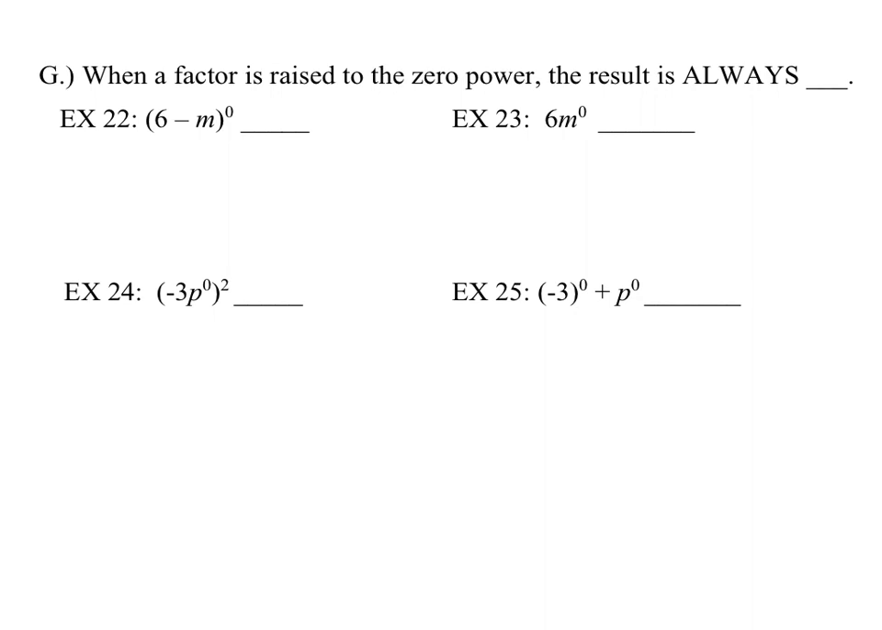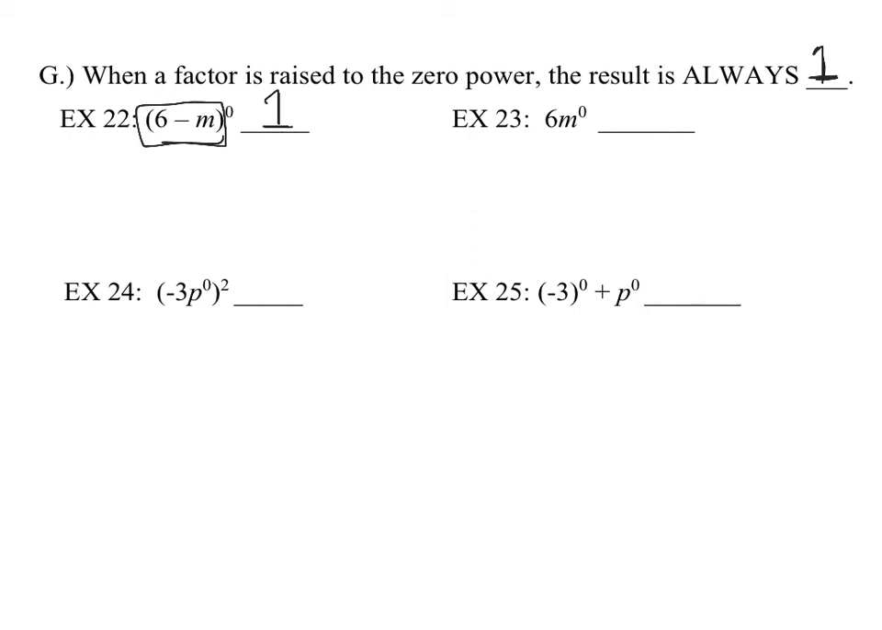Now zero exponents. When a factor is raised to the 0 power, the result is always 1. Now, whenever you see a 0 power, it doesn't mean that the entire answer is always 1. It's the base that's being taken to the 0 that becomes 1. So in example 22, this answer is positive 1. The whole answer is 1 because the base of the 0 is everything inside the parentheses. It doesn't matter what 6 minus m is because as soon as you do 6 minus m, you then have to take it to the power of 0. And since the whole base is being taken to the power of 0, the answer is 1.